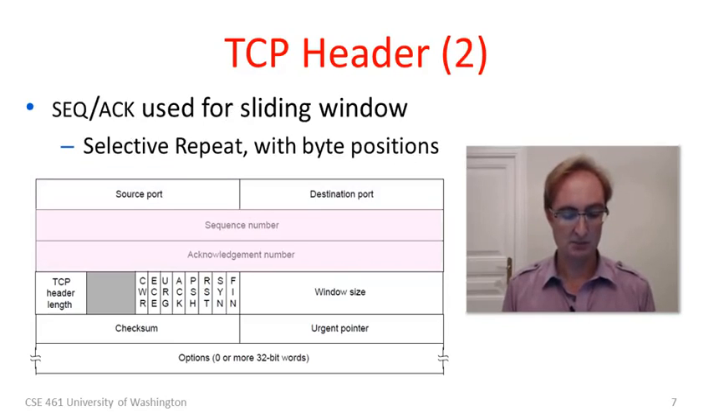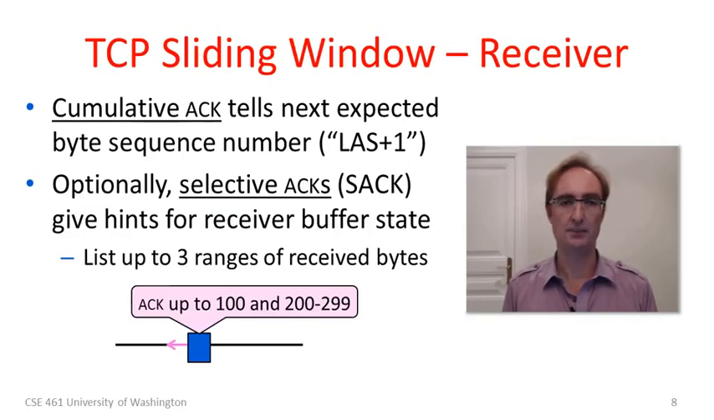Okay, well next comes the sequence and acknowledgment numbers. These are used to implement the sliding window. TCP uses a selective repeat style of sliding window, and the sequence and ACK number really carry byte positions rather than segment numbers. So that's one difference right there. I can tell you a little more about the sliding window, just in terms of how TCP implements it. The ACK that comes back is what is called a cumulative ACK. It tells us the next expected byte number in sequence.